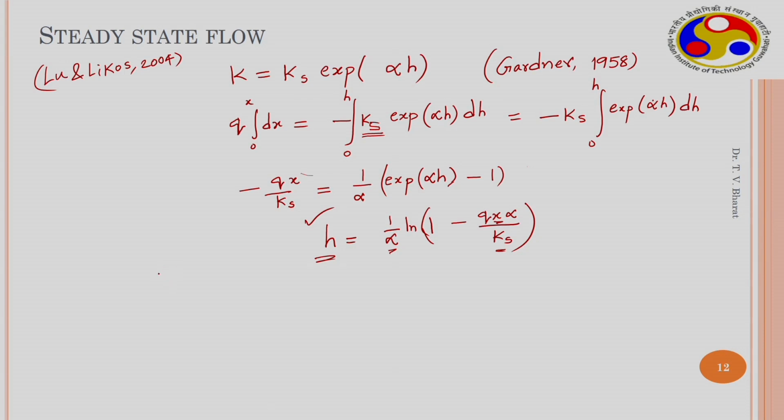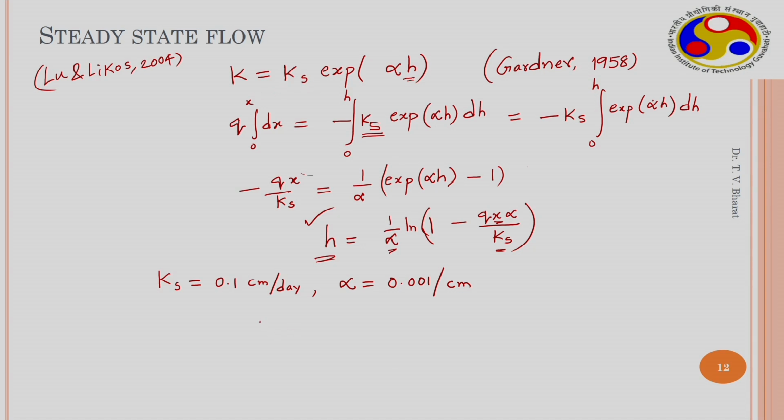You assume Ks, saturated hydraulic conductivity, to be 0.1 centimeter per day, and alpha is equal to 0.001 per centimeter. So these are the units, because here head has units of centimeter. If this has units of 1/centimeter, then this doesn't have any units. Ks should have the same units as k, so both have centimeter per day.